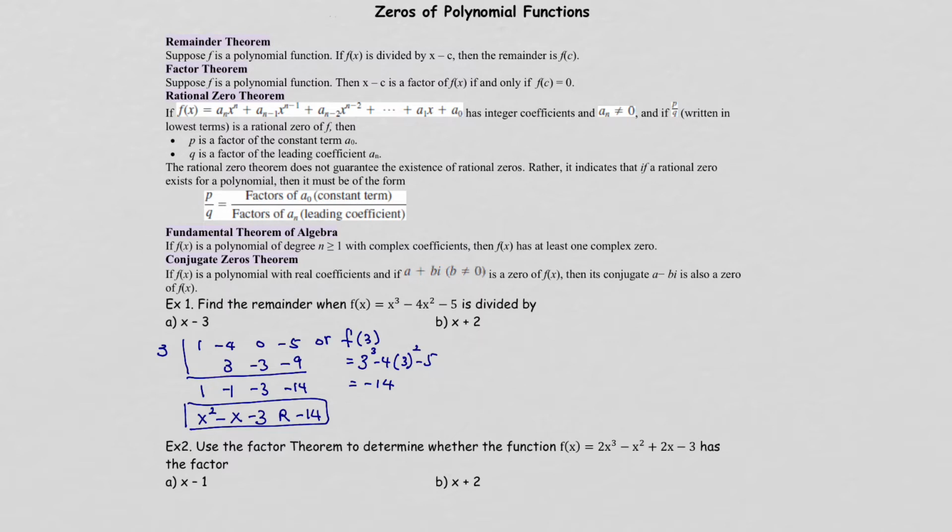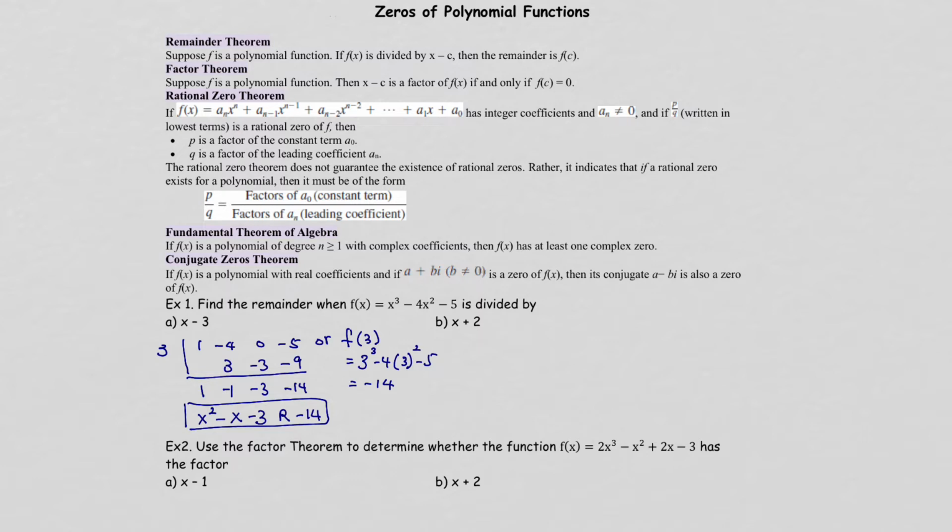And if you end up getting 0 for the remainder, that means x minus 3 is going to be a factor of this polynomial function. So that's going to be one solution. That's what the factor theorem means, right? But again, we didn't get 0 here. So x minus 3 is not going to be a factor of the f of x function.